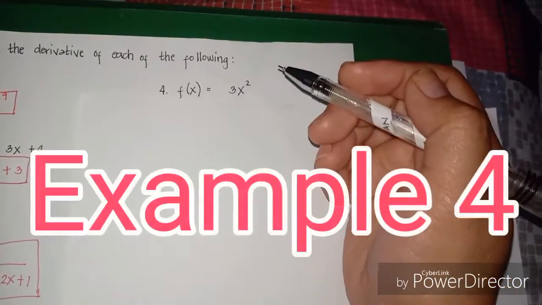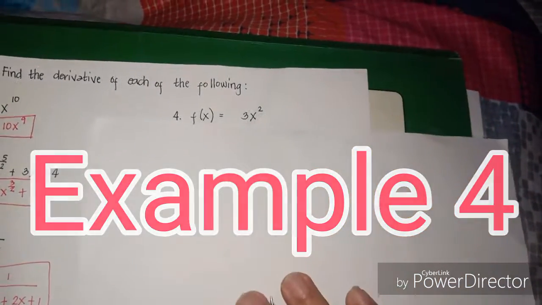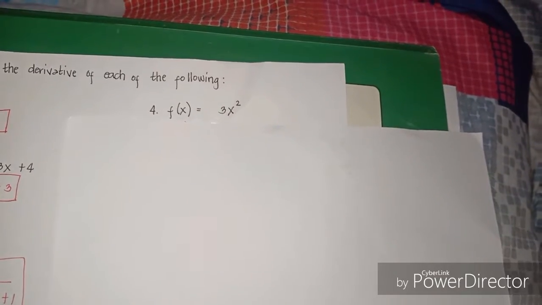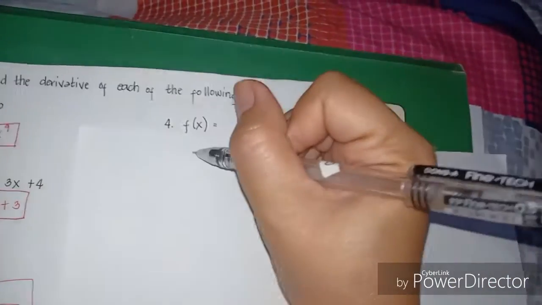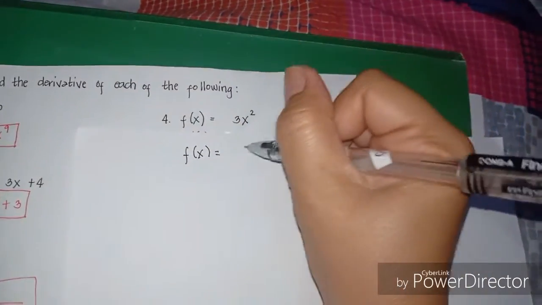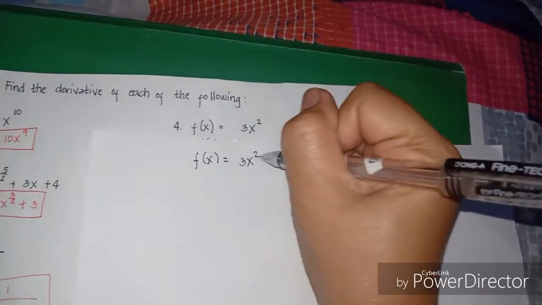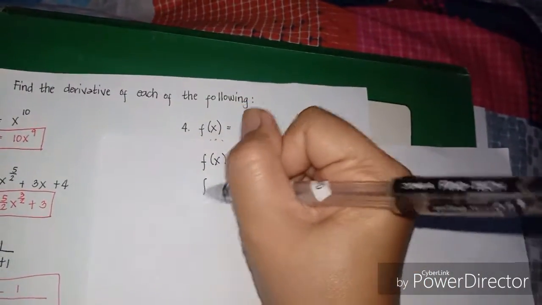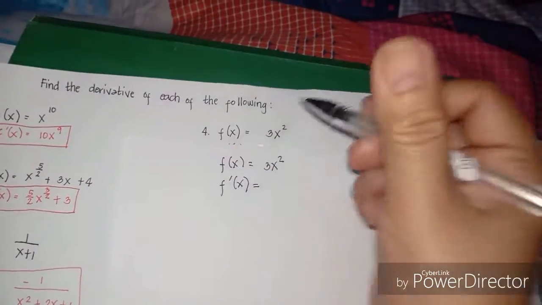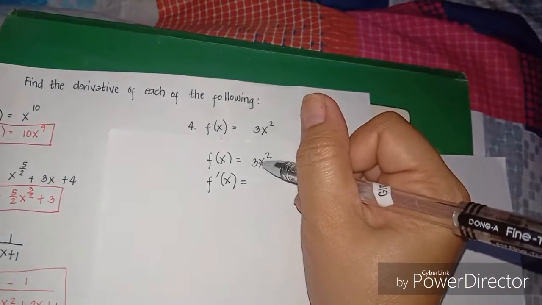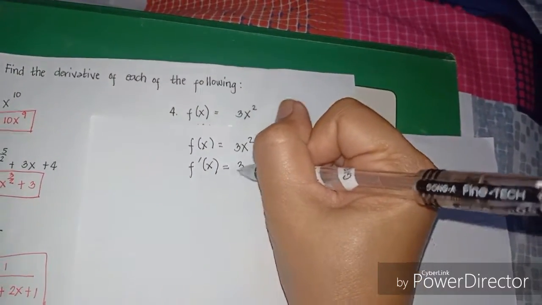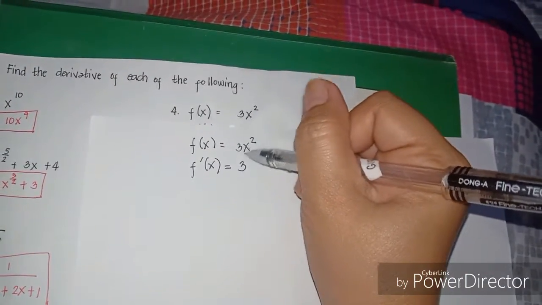So we are now on example number 4. The given example is f of x is equal to 3x squared. So again, the given function is f of x is equal to 3x squared. In finding the derivative of f, you have here the coefficient of 3, so you simply write the 3, then apply the power rule.